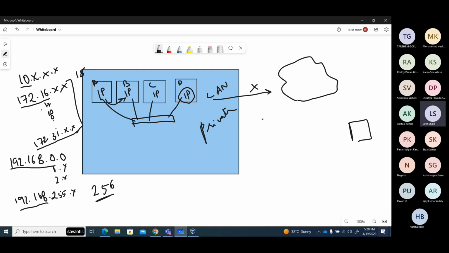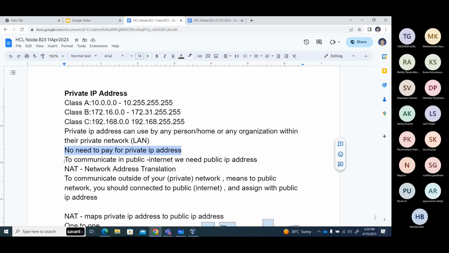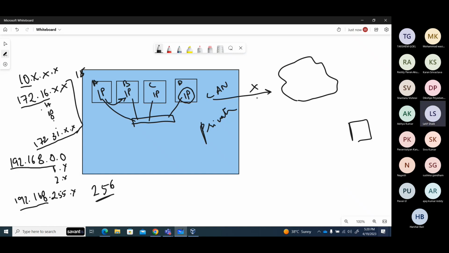Okay, you can't communicate over the internet with a private IP address. Non-routable, kind of stuff. To communicate in public, meaning the internet, we need a public IP address. If you want to communicate in public, you need a public IP address. To communicate privately, private IP addresses are enough. But to communicate outside, you need a public IP address.